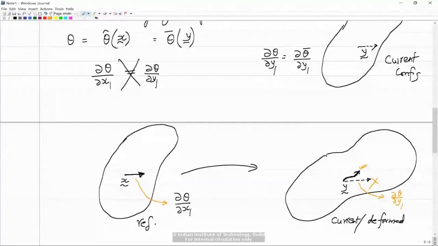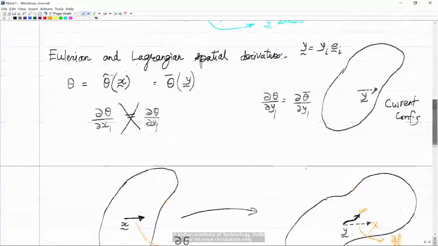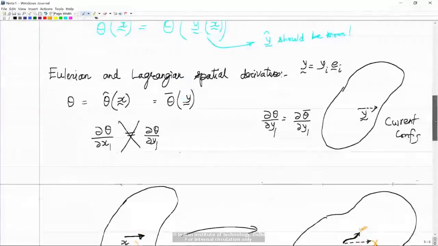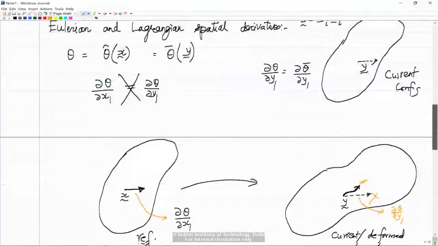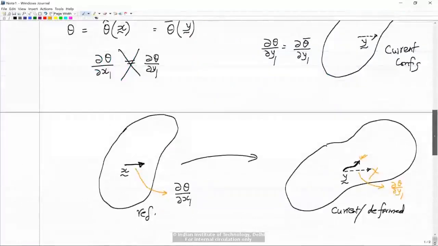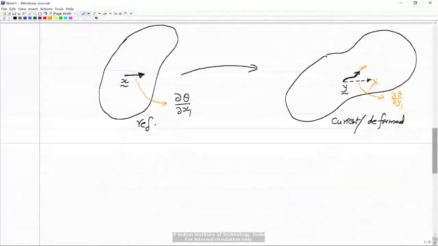Okay, so I hope you are now clear about the two derivatives, the Lagrangian derivative and the Eulerian derivative. They are not the same. And of course there is a way to relate those two. There is a way to relate those two, and let me do that here. Before doing that, I would also like to tell you something.